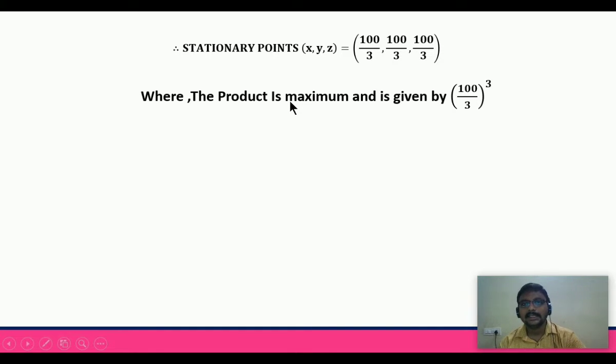So here in this Lagrange's method, we only need small f and phi. Small f is the product xyz, that is, the given expression in the variables, and the constraint is the sum x plus y plus z equal to 100, which is phi. Whenever we have small f and phi, we can easily obtain the required stationary point, which respectively gives the required max value or min value.